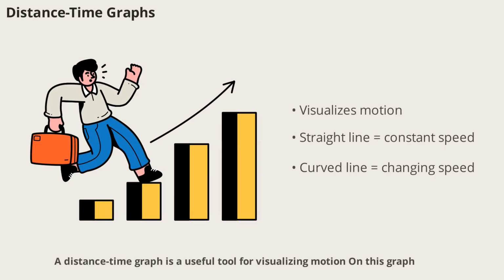A distance-time graph is a useful tool for visualizing motion. On this graph, distance is plotted on the vertical axis and time on the horizontal axis. A straight sloped line means constant speed, while a curved line shows changing speed. The steeper the line, the faster the object is moving. These graphs help us quickly understand how an object's position changes over time and can reveal patterns in motion, such as acceleration or rest periods.